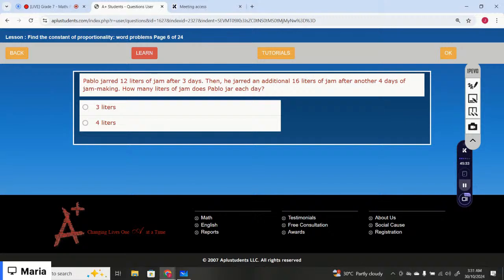The correct option is 4 liters. Very good. Option number two is the correct option. Okay, you can complete the lesson by yourself later today. Let me just move on to the next lesson.